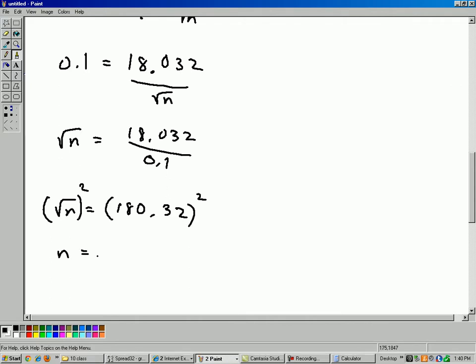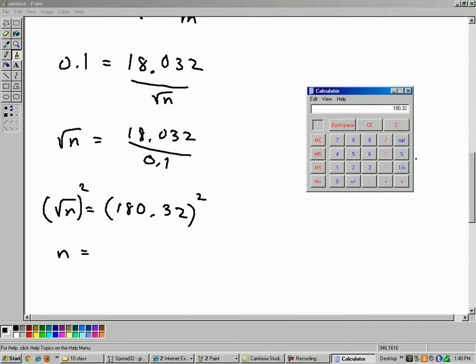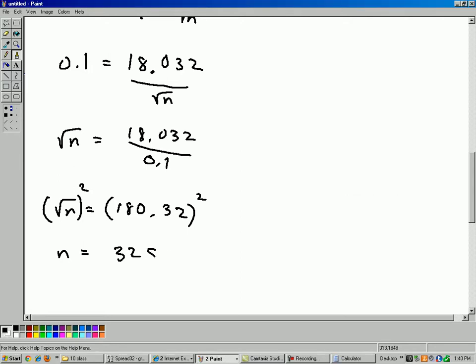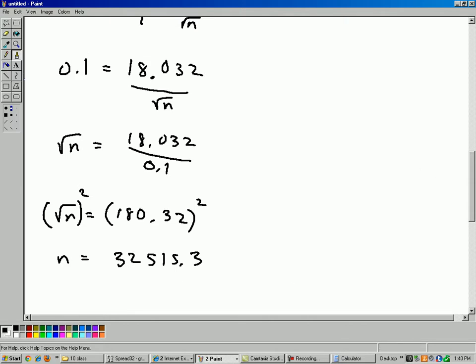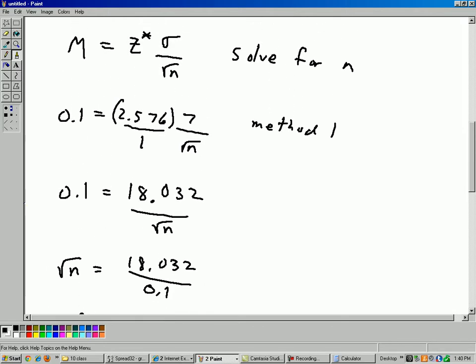So I'm going to square this side, and that's going to give me a pretty big number there. 180.32 times 180.32 is 32,515.3.